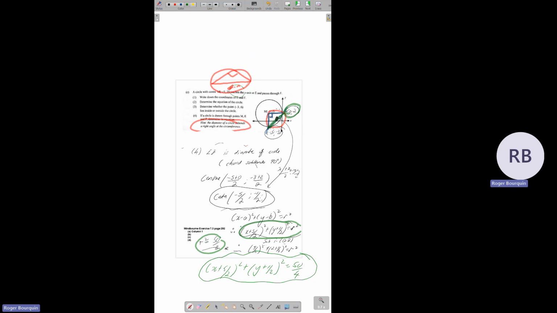That question 4 is pretty much a section B question. Key idea, don't forget, if you have a chord which subtends an angle of 90 degrees, if you're told that, it means this thing is a diameter. If that's a diameter, what does it mean? That the center of the circle is the midpoint of your diameter. Hope that makes sense. Thank you very much.